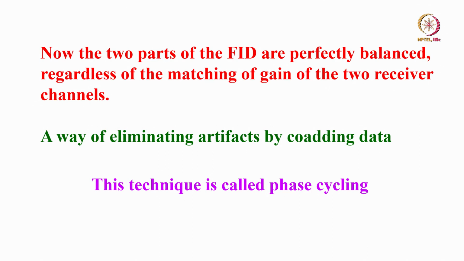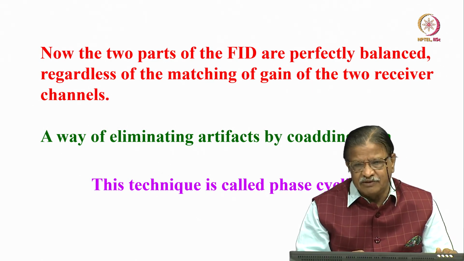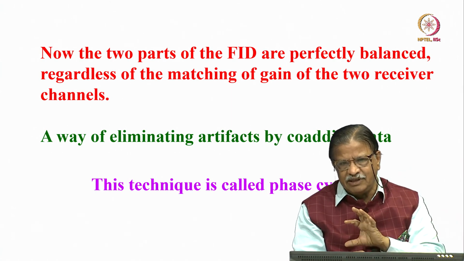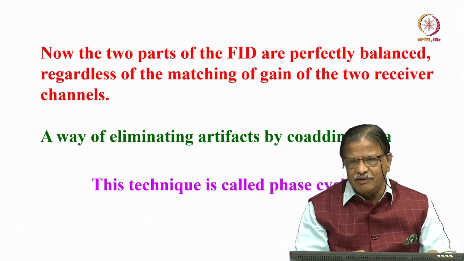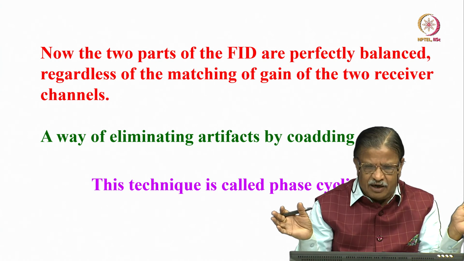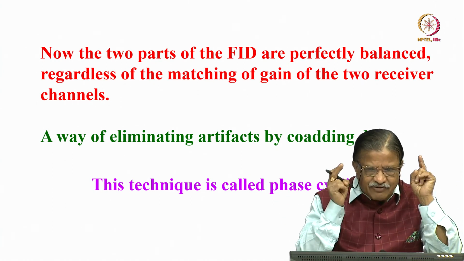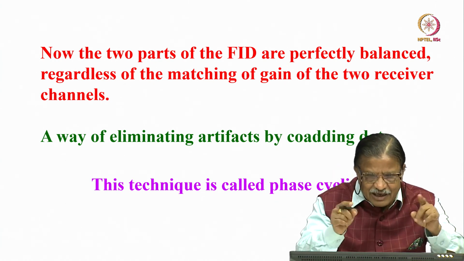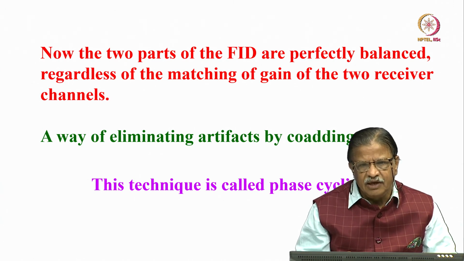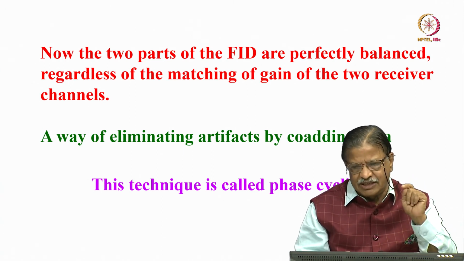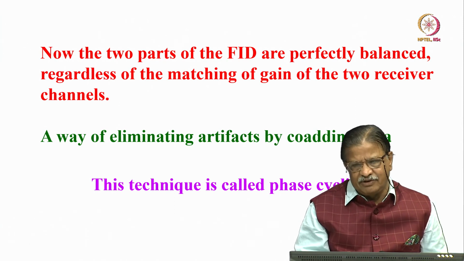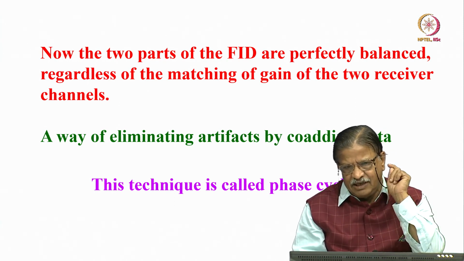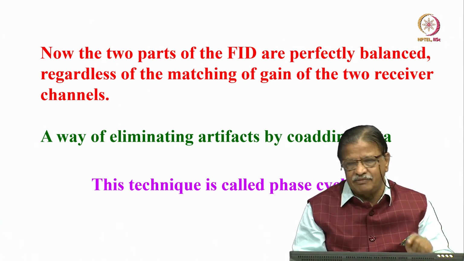The two FIDs are perfectly balanced. Two parts of the FID, the real part and the imaginary part, are perfectly balanced. Does not matter whether the two receivers are matching or not, the gain may be different. But as far as we are concerned, when we start collecting the signal, we have managed in such a way that both the real part of the signal and the imaginary part of the signal get completely balanced.